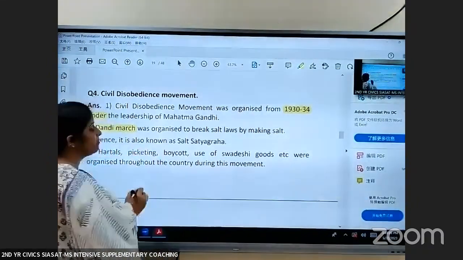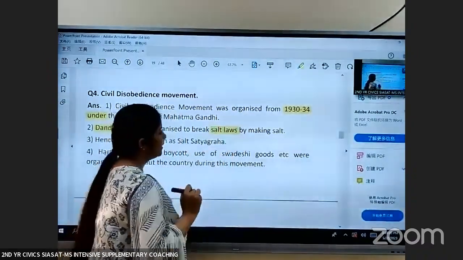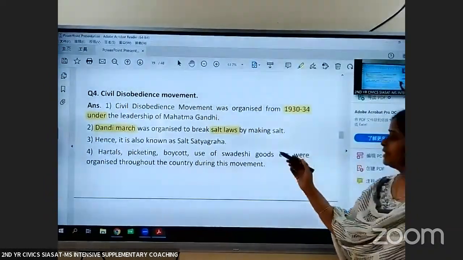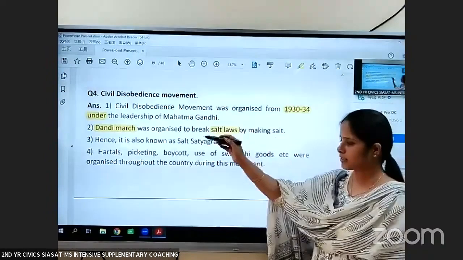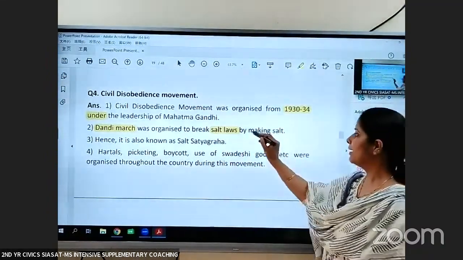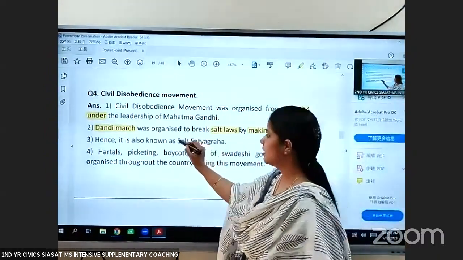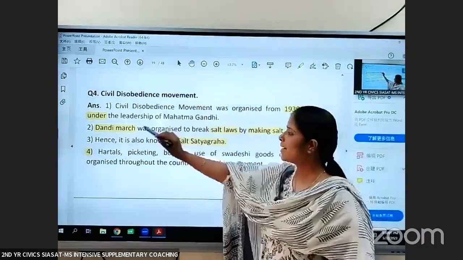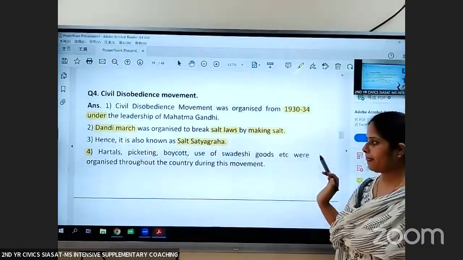And this Dandi March was organized to break salt laws. Britishers made some salt laws. To break those salt laws, Gandhiji organized the Dandi March. He went to this village Dandi, which is near the sea, and he made salt there. So we call it salt satyagraha. The civil disobedience movement, Dandi March, and salt satyagraha are one and the same.